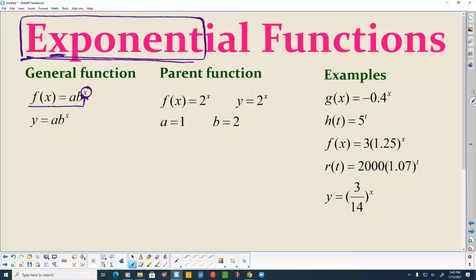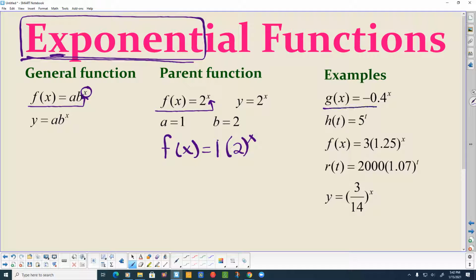All right, let's go to the parent function, the most basic one they've got. F of x equals 2 to the power of x. In this situation, a is 1, b is 2 to the power of x. Just the 1 is usually invisible. Here are some examples.